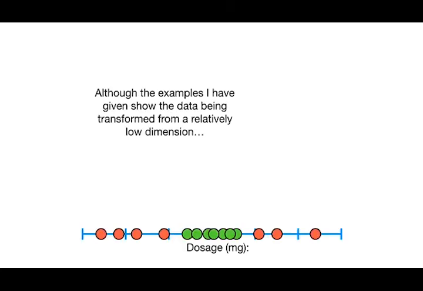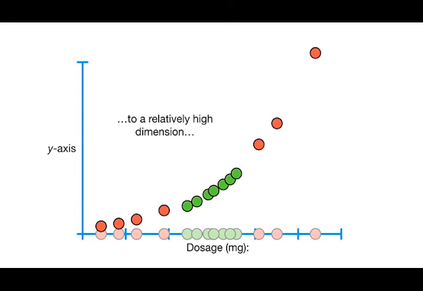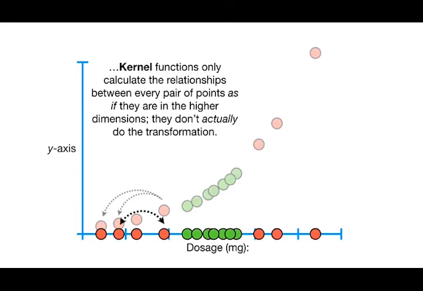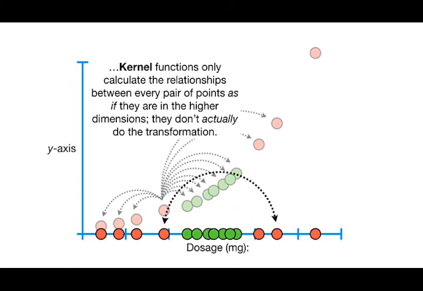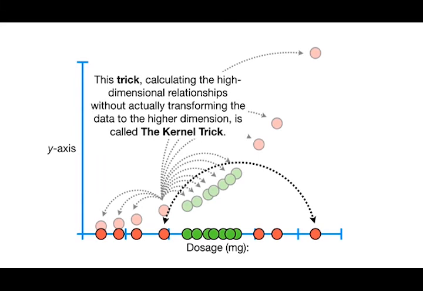Now, for the sake of completeness, let me mention one last detail about kernels. Although the examples I have given show the data being transformed from a relatively low dimension to a relatively high dimension, kernel functions only calculate the relationships between every pair of points as if they are in the higher dimensions. They don't actually do the transformation. This trick, calculating the high-dimensional relationships without actually transforming the data to the higher dimension, is called the kernel trick.